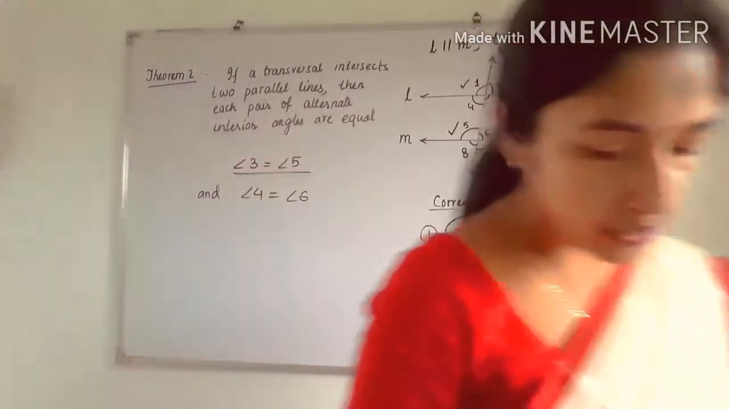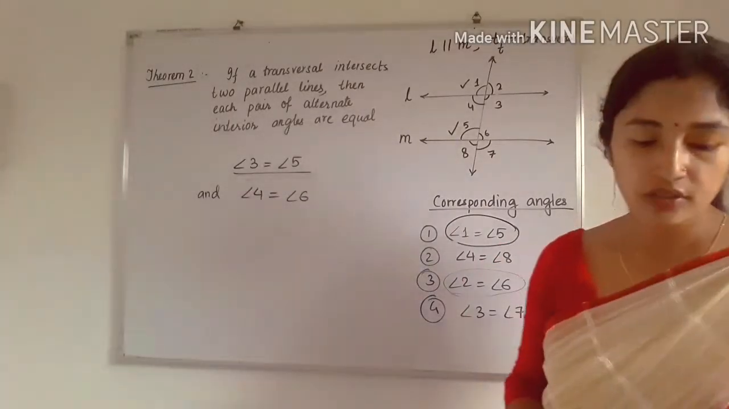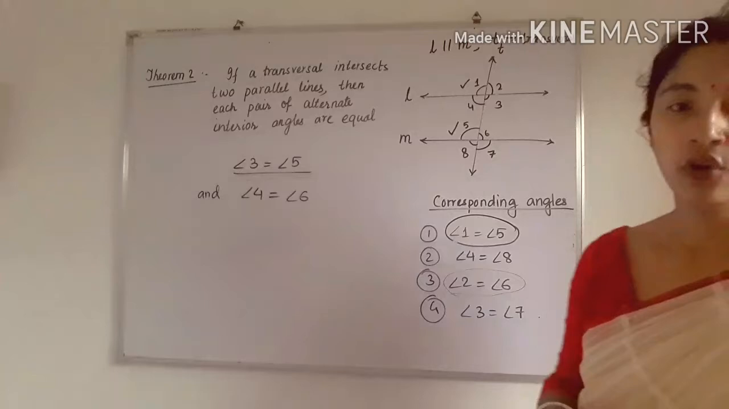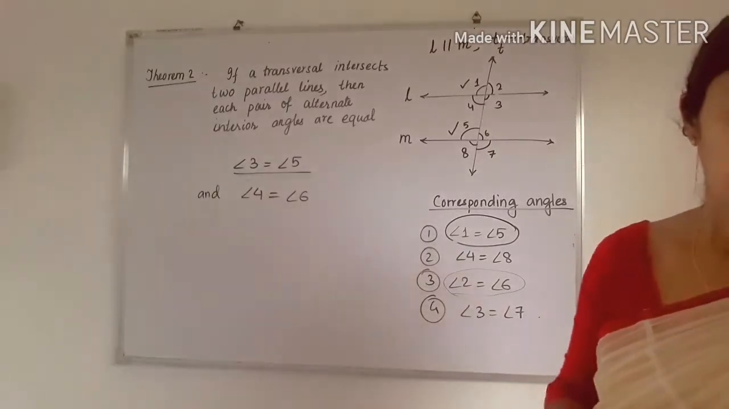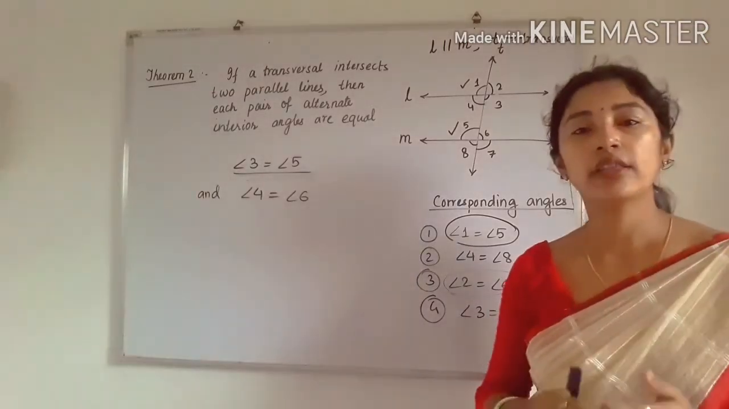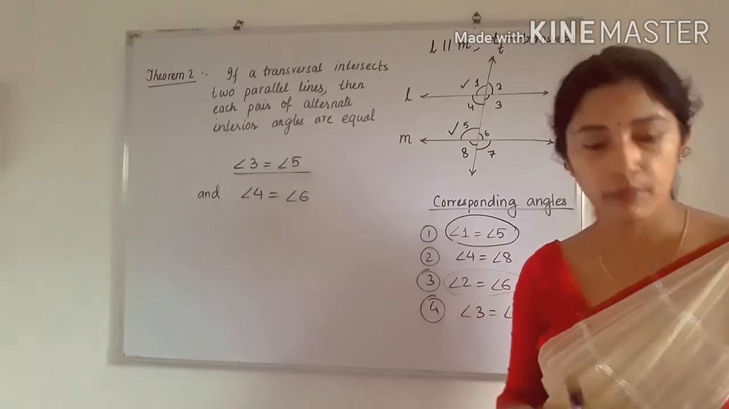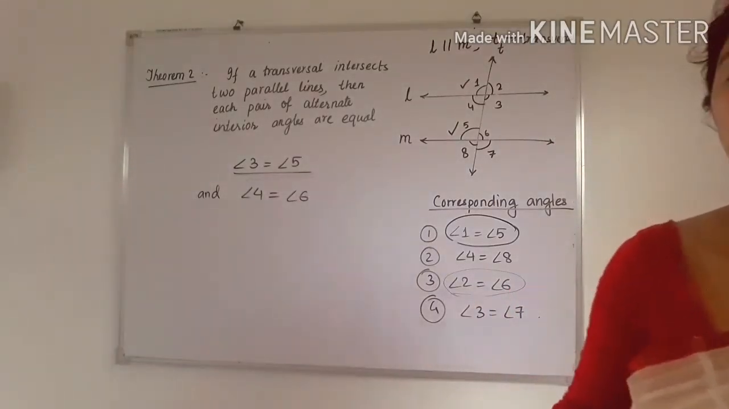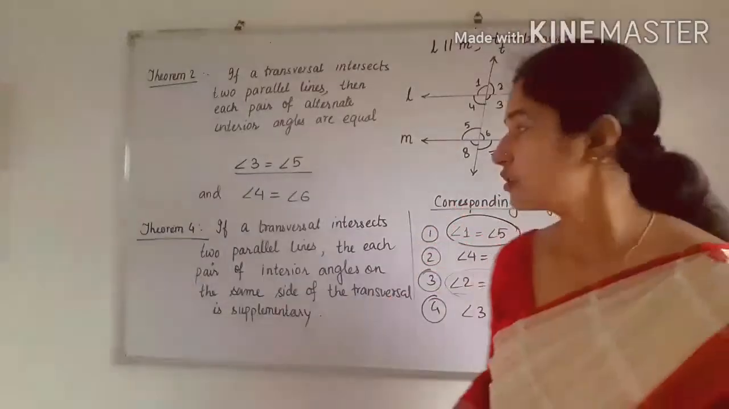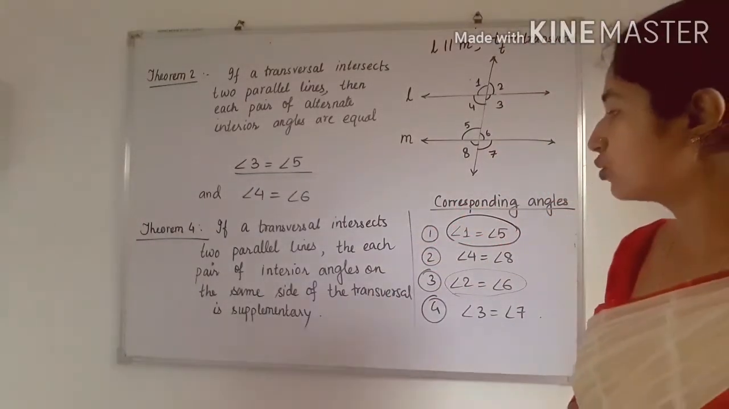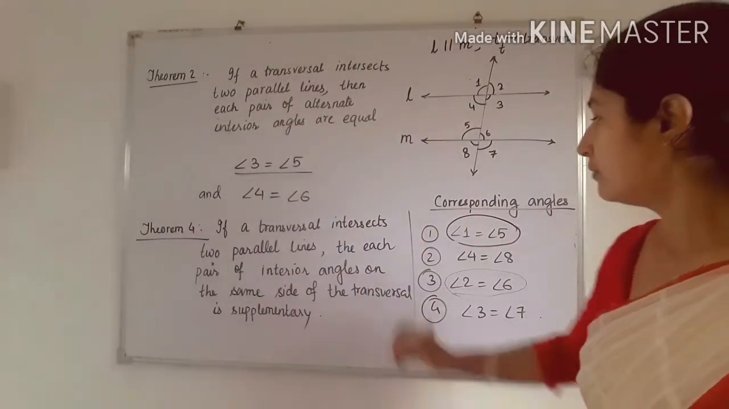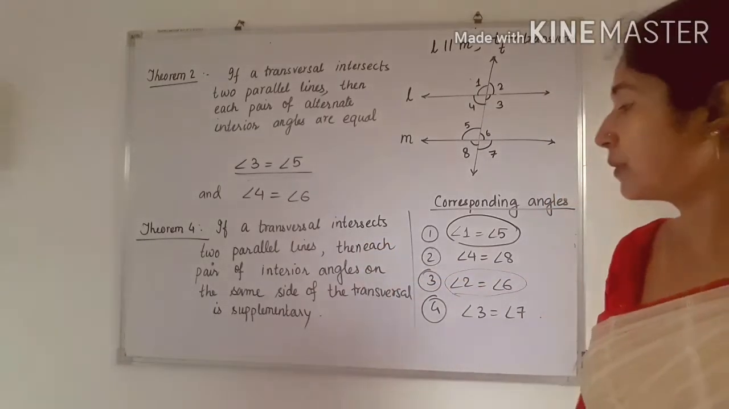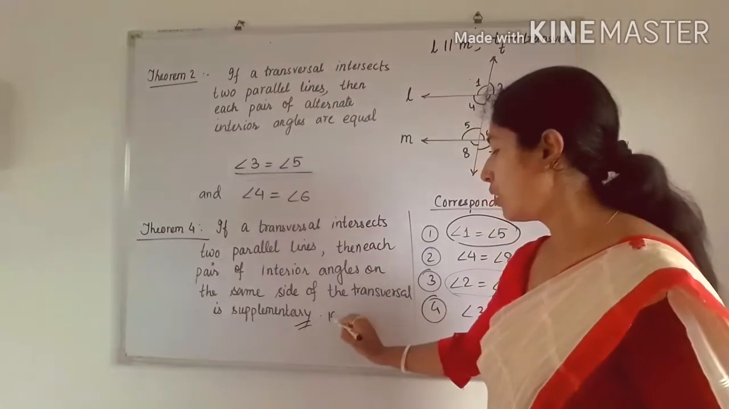So next theorem is 6.3. 6.3 is the converse of this theorem, theorem number 2. Okay, you can see it. If the alternate interior angles are equal, then automatically the lines will be what? Parallel. Next is theorem number 6.4. So the next theorem: if a transversal intersects two parallel lines, then each pair of interior angles on the same side of the transversal is supplementary. The meaning of supplementary is 180 degrees.